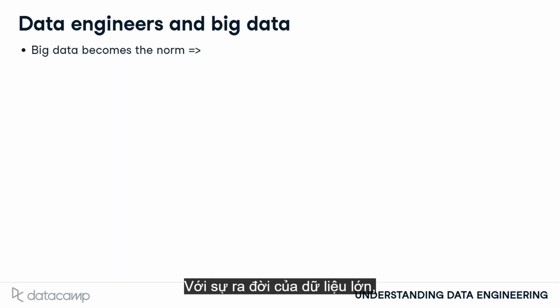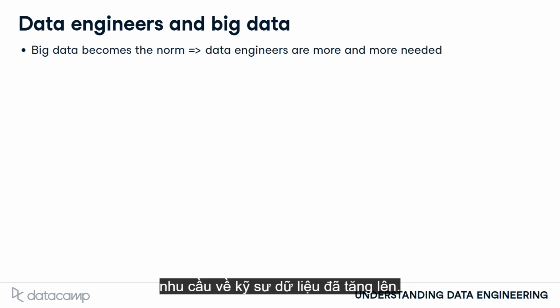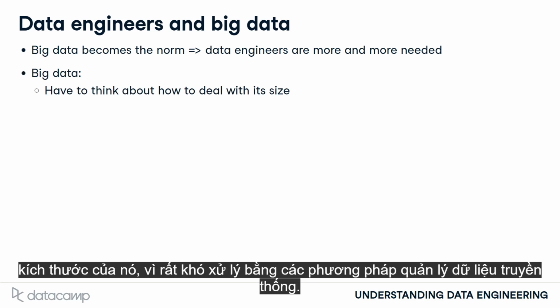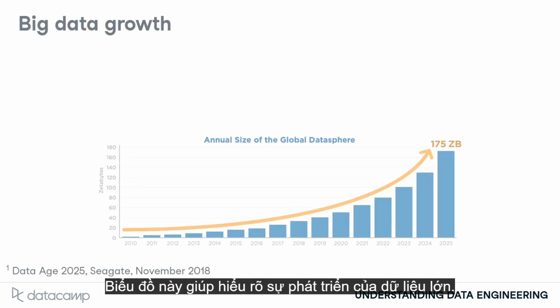With the advent of big data, the demand for data engineers has increased. Big data can be defined as data so large you have to think about how to deal with its size, because it's difficult to process it using traditional data management methods. This graph helps make sense of the growth of big data.